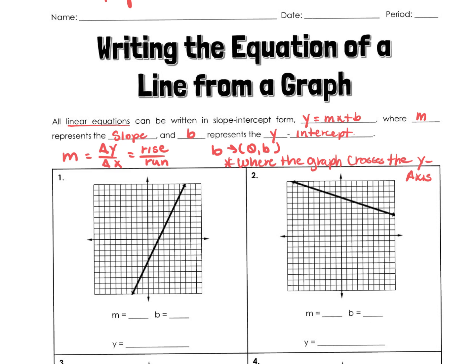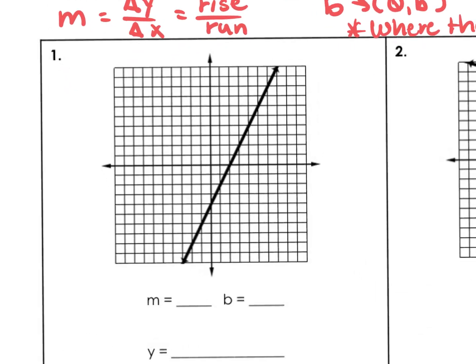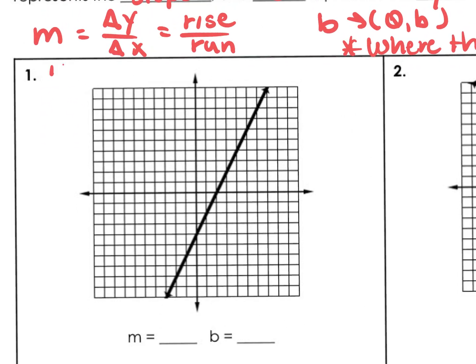So the first thing you want to do is find 2 points on the line. And we're talking about 2 points that cross the corner. I always start at the origin and just kind of look around. So there's one right there and one right there.